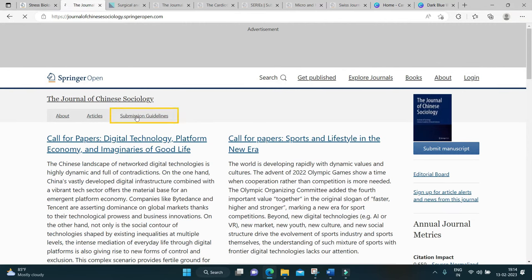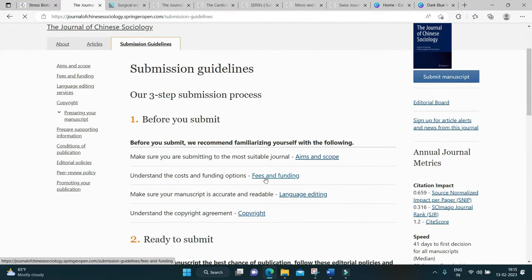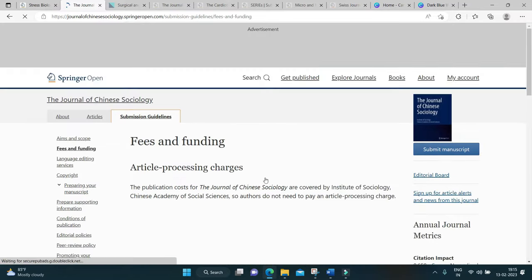So moving on to the open access fee, let us check it. If you see the fees and funding of this journal, the publication costs for the Journal of Chinese Sociology are covered by the Institute of Sociology, Chinese Academy of Social Sciences. So authors do not need to pay any article processing charges, which means this journal is free, and it is indexed in Scopus.